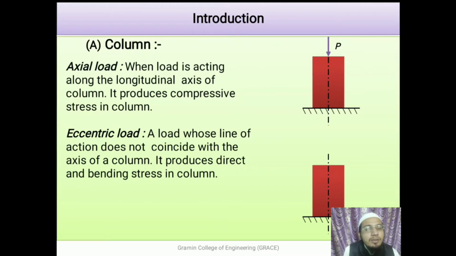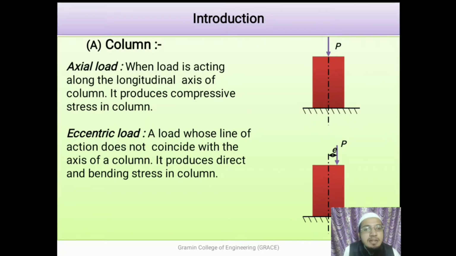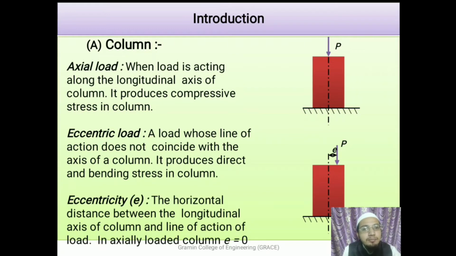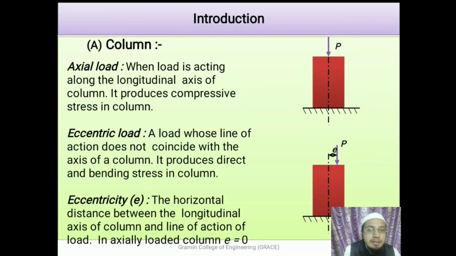So, this is a column with its axial axis. If the load is acting away from this axis, like this, at a distance of e from the longitudinal axis, such loading is termed eccentric load, and it will produce direct and bending stresses in the column. Now, what is meant by eccentricity? The horizontal distance between the point of application of the load and the longitudinal or vertical axis of the column is termed eccentricity, and in an axially loaded column the eccentricity will be 0 as the load is acting along the axis of the column. Got it?